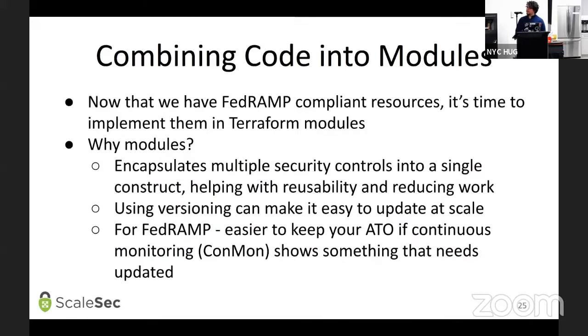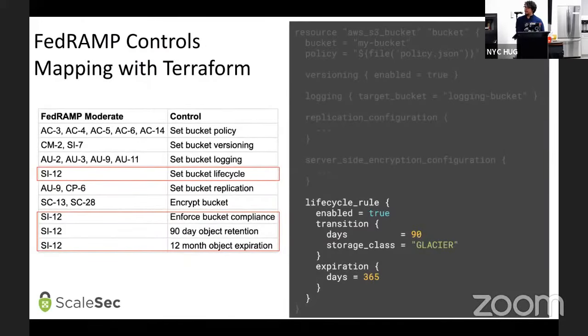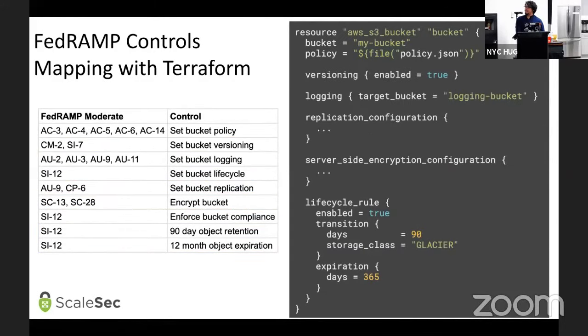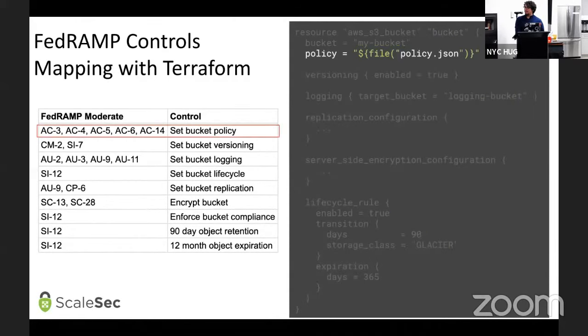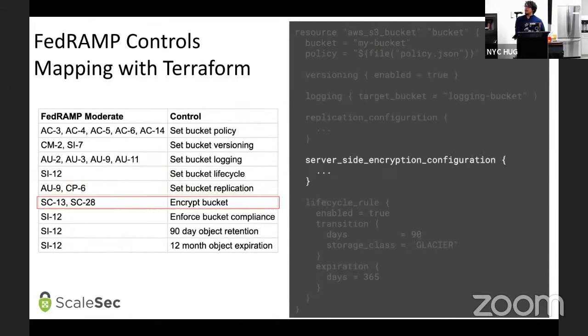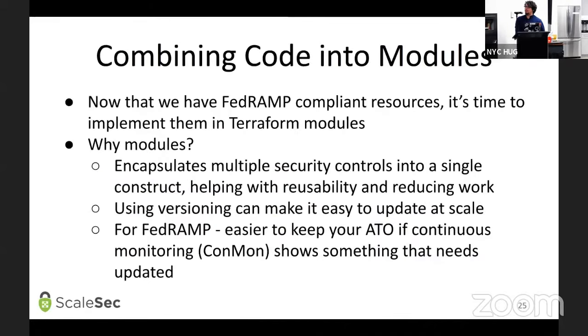Great. So basically what we did there is in this code, right? We have created a resource that is FedRAMP compliant. You finally got that one resource. That's great. How do we use this resource at scale now? Well, you guys are probably already thinking, if you're seasoned Terraform users, that you want to encapsulate this into a module. So why modules? We want to encapsulate multiple security controls into a single construct.